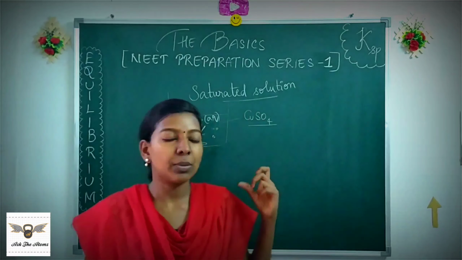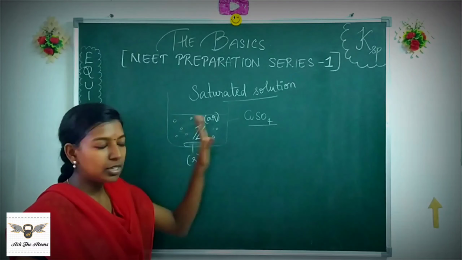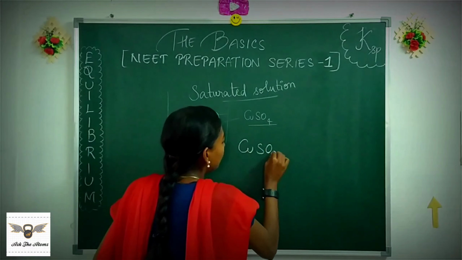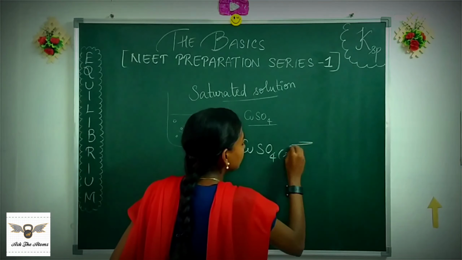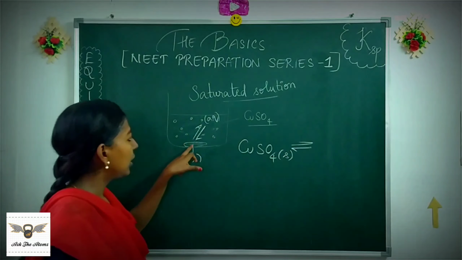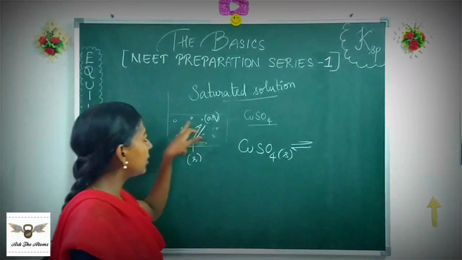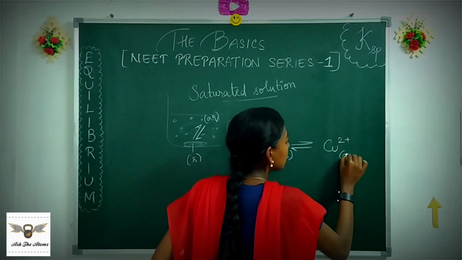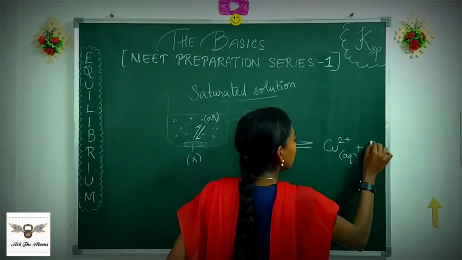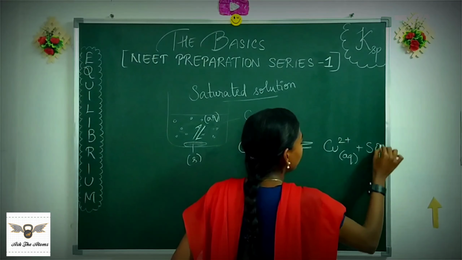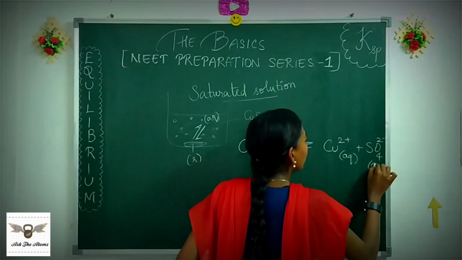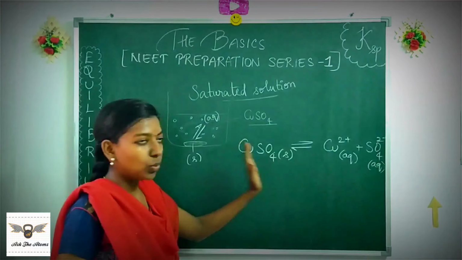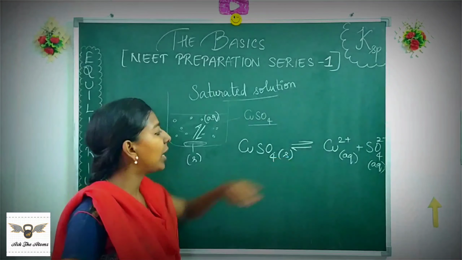Let us see how to represent this practical situation theoretically using an equation. Our equation is going to be copper sulfate in solid state, in its saturated solution, in equilibrium with its ions in the aqueous state. The ions are Cu2+ aqueous and SO4 2- aqueous, one cation and one anion. Now you have to see that the equation is balanced. This is a simple equation, it is already balanced.